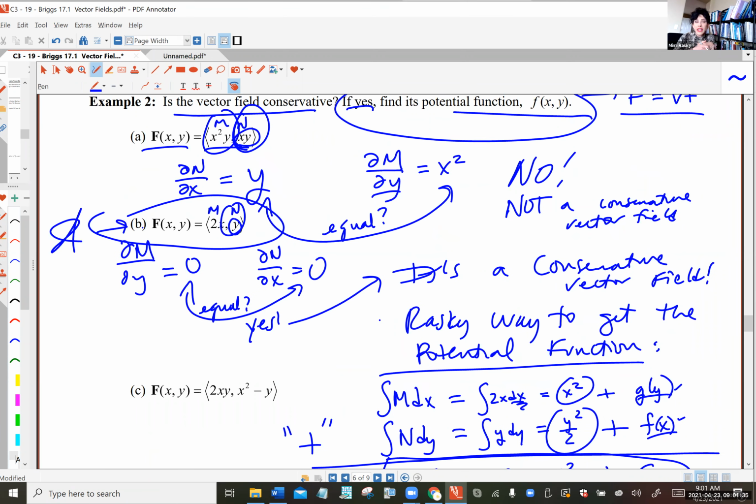Now, how would you check your answer? A quick and dirty way is to get the gradient of this potential function, and you better get the vector field, because this vector field is the same as del f, the gradient of the potential function. And we're done.